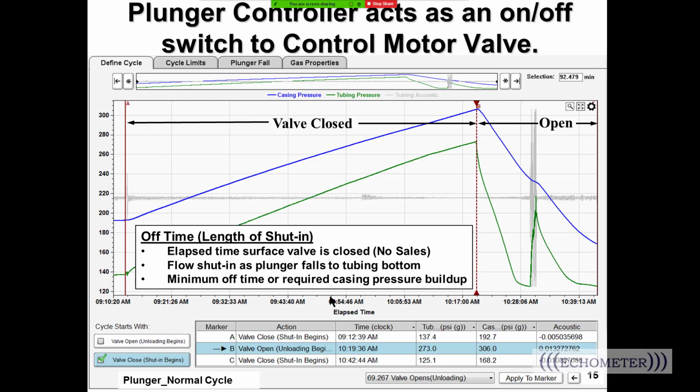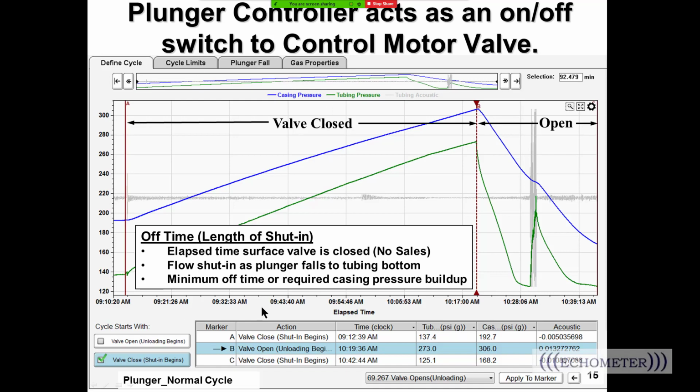Now this is the example inside the TAM software where the motor valve is open. Right here, the motor valve is open and the motor valve is closed right here. So this is our shut-in time period, and this is unloading and then after flow. And so during this time when the valve is closed, there's no sales, the plunger falls to the bottom, and the casing pressure is building up to some limit.